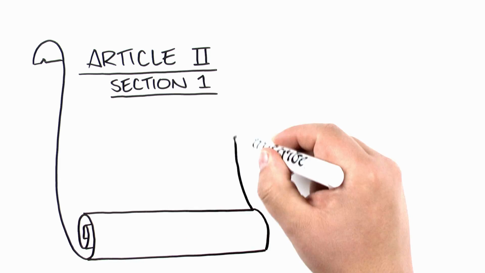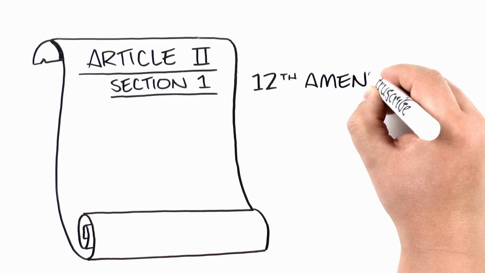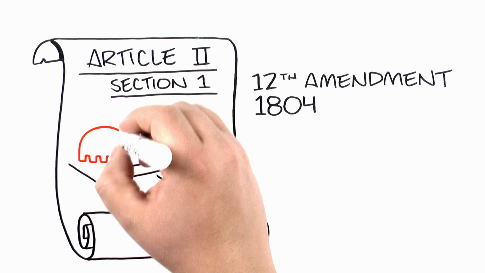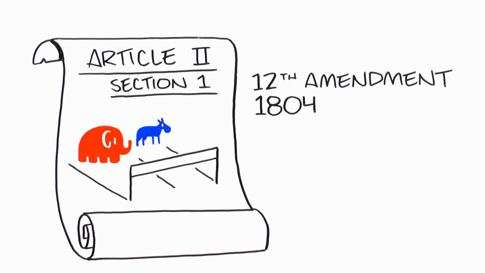Article 2, Section 1 of the Constitution, as amended by the 12th Amendment in 1804, sets the requirements for election of the president and vice president.